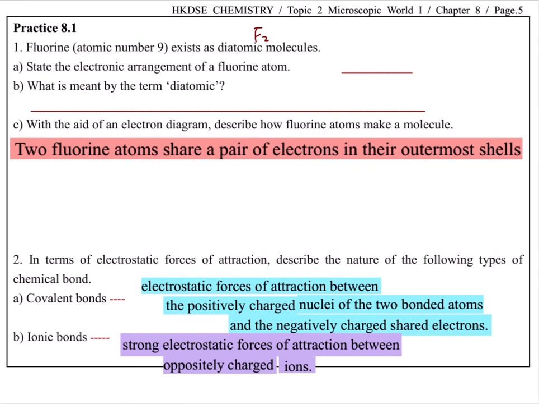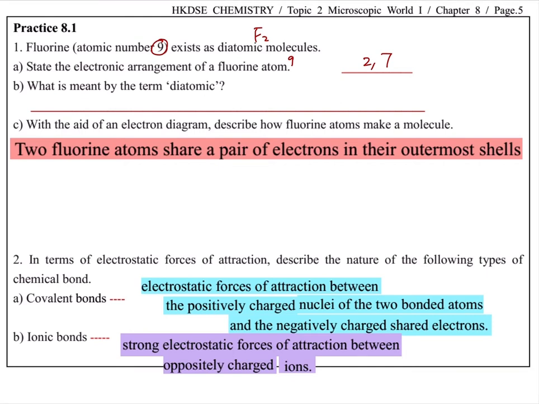So A, state the electronic arrangement of fluorine atom. So fluorine is 9. So here, 9 electrons, so the electronic arrangement will be 2, 7. And then B, what is meant by the term diatomic? So diatomic means inside one molecule of fluorine there are 2 atoms. So I will show you how to write this later.